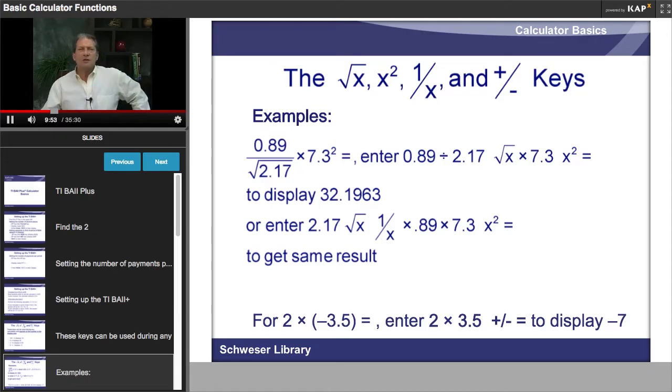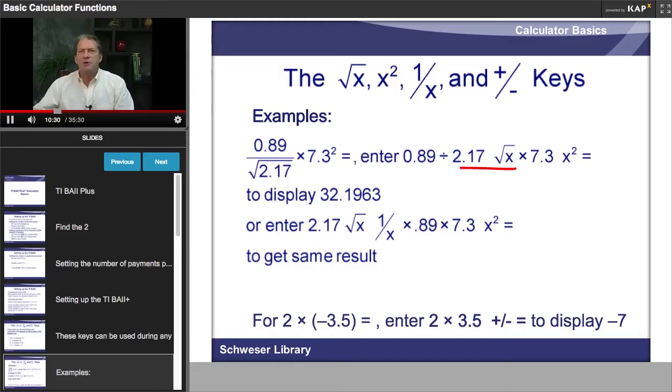Let's take a look at an example here, and you can see that these keys operate on the number and then it moves on. So look at that first example. If I want 0.89 divided by the square root of 2.17 times 7.3 squared, I just have to enter 0.89, then divide by 2.17, but before it divides, and that's the important point here, and it's really handy, before it divides, it'll take the square root of that.